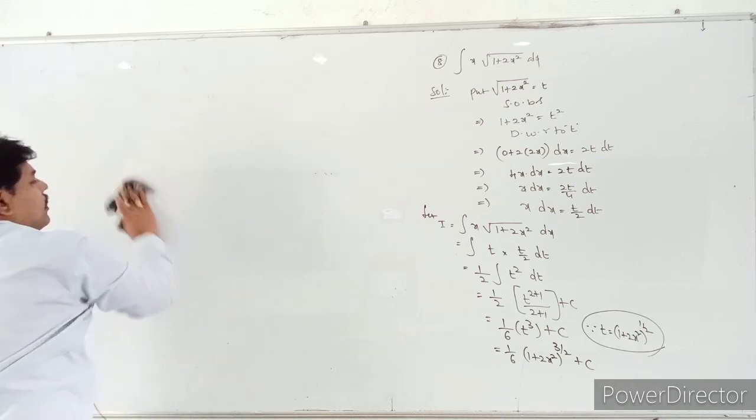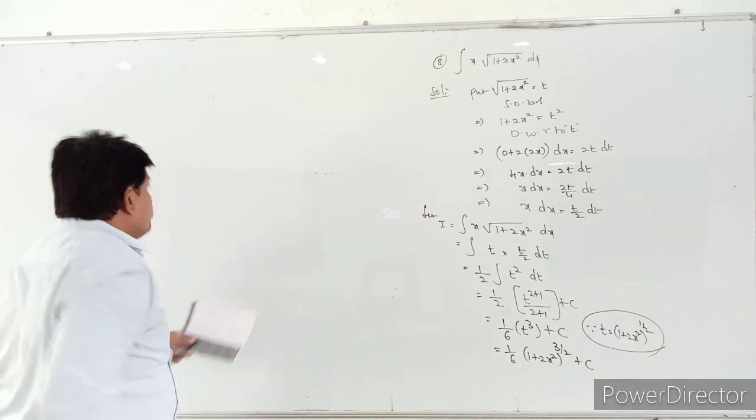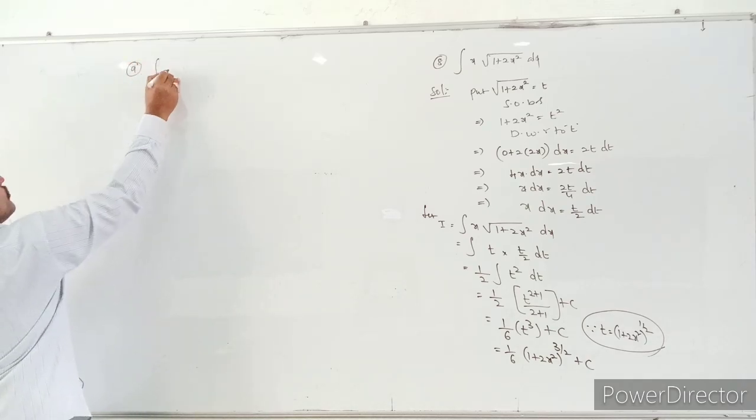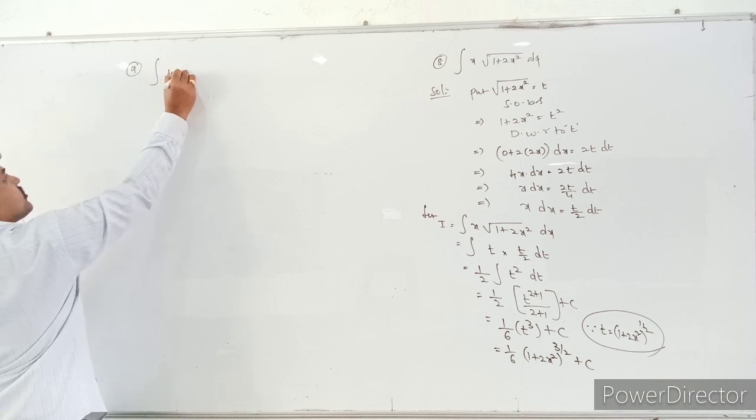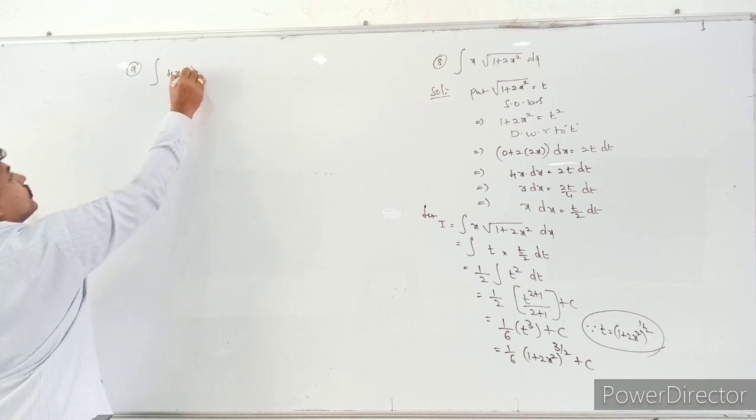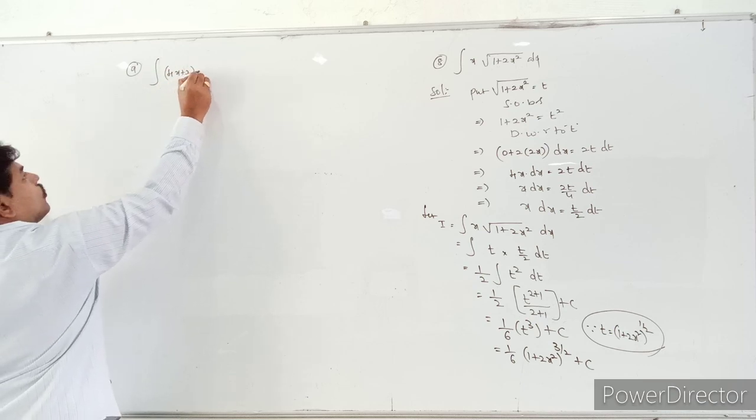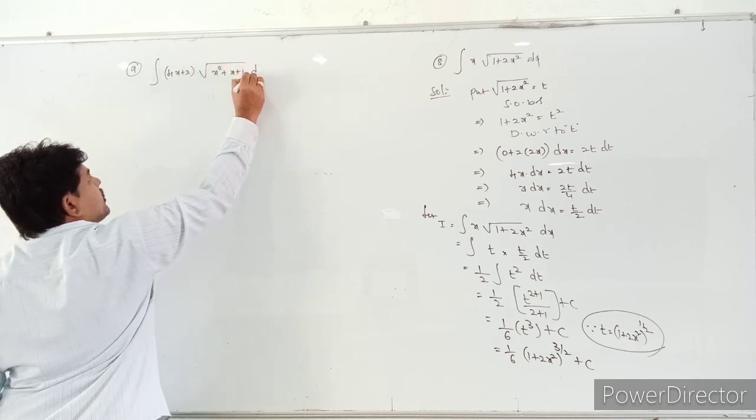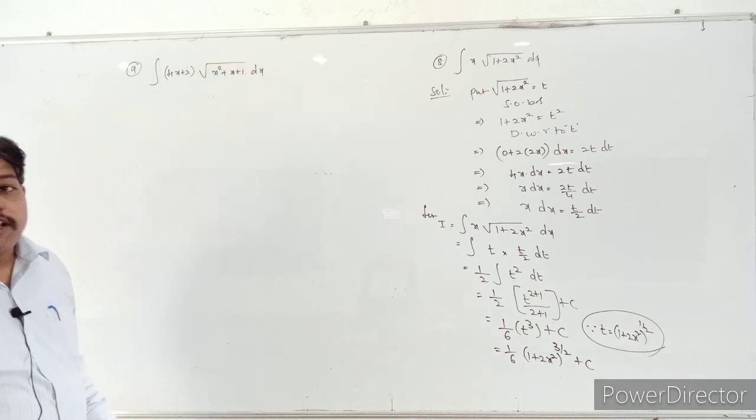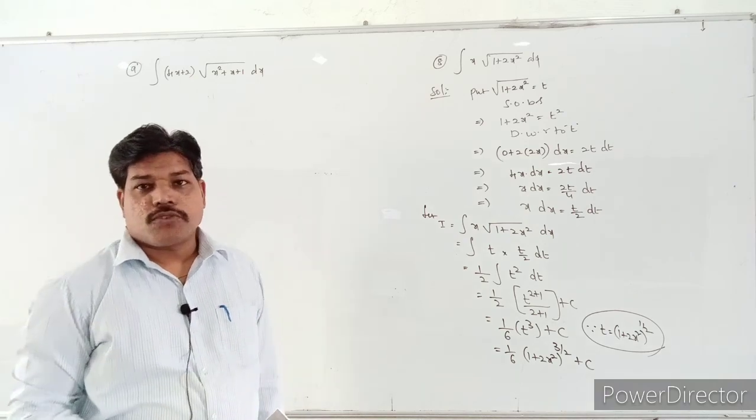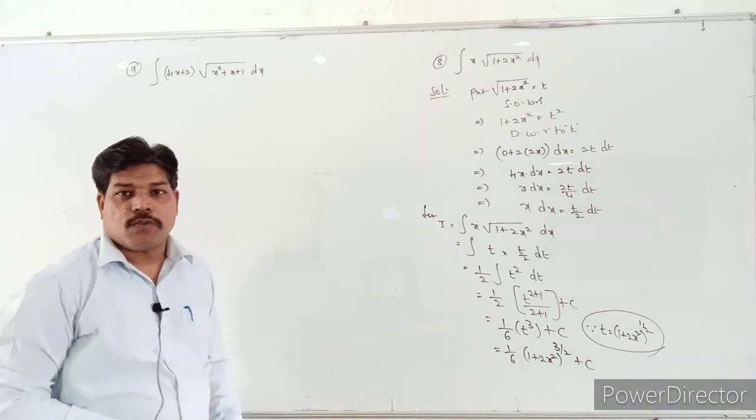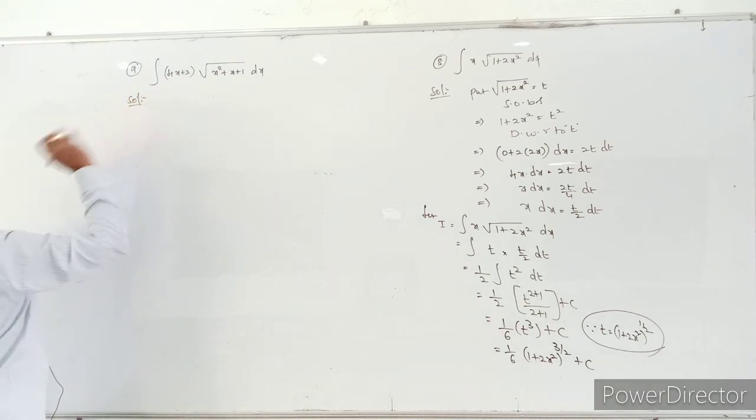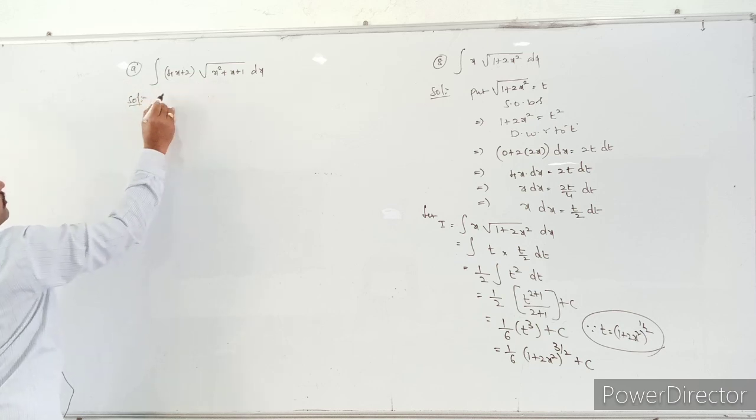See the question number 9. So what is the question number 9? Integral of 4x plus 2 into root of x square plus x plus 1 into dx. See that question, students. So first I will take this value. What is that value?